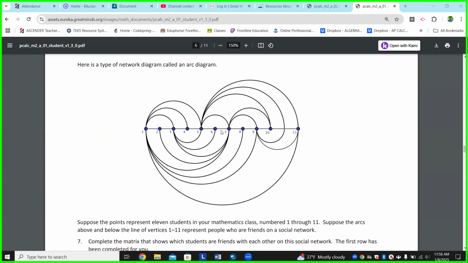So you can see that 1 is friends with 3, 4, 5, and also 7, 8, 9, and 11. But then you can see that person 2 only has 1 friend, with 7, right? So that's what this network is showing. And we're going to make a matrix out of this. So these are just connections. So they go both directions. So if there's a line that connects them, it's just a value of 1.